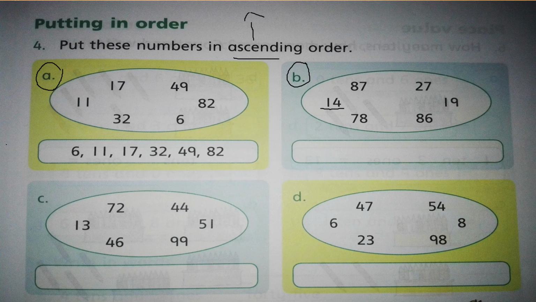14. 14 is the smallest number, so we'll write 14 first, then put a comma. After 14, 19. Then 19 is the next smallest, so let's write 19. After 19, which one is smallest? 27. Then 27. Now after 27, which one is smallest? Then 78. Then 86. And then the largest one is 87. So this is how we write numbers in ascending order from smallest to greatest one.